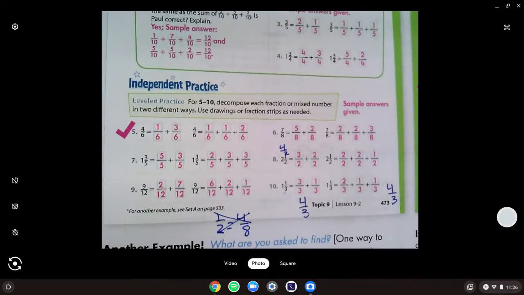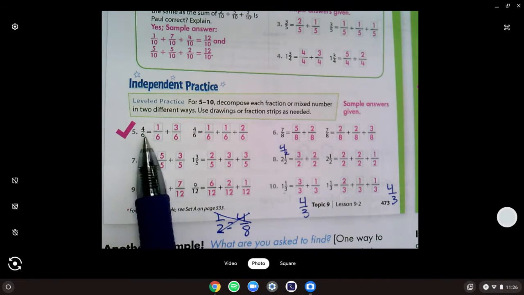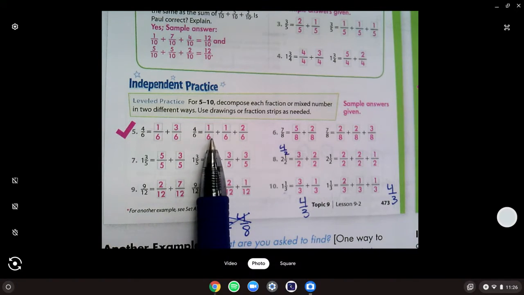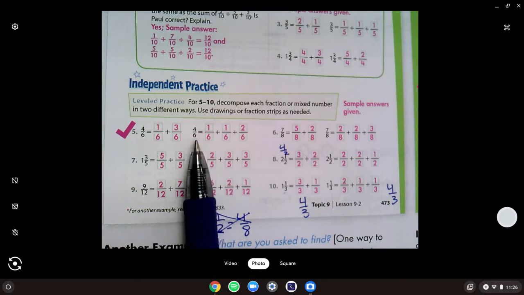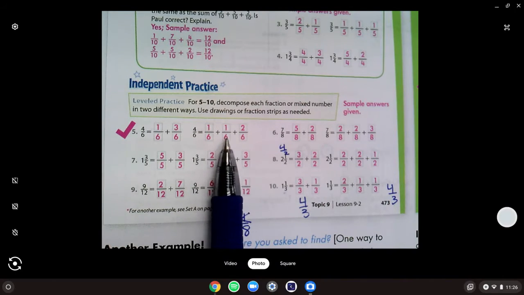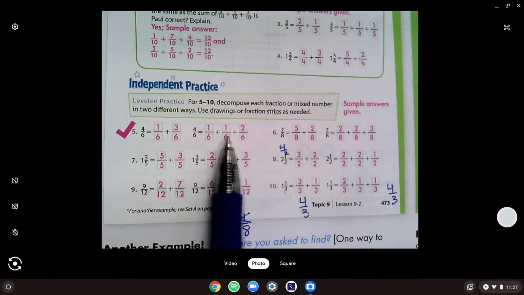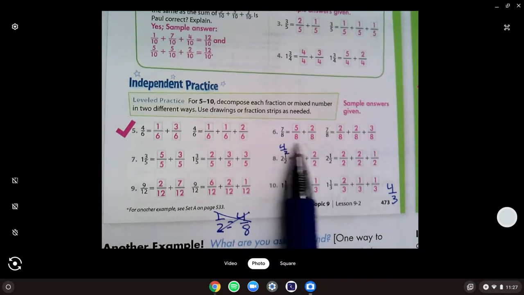Down below, number 5, you might have said 1/6 plus 3/6, or 2/6 plus 2/6. Okay, or remember you could switch the order up too. Over here, you might have said 1/6 plus 1/6 plus 2/6. Remember, the order could be changed up too. That would work. All right.